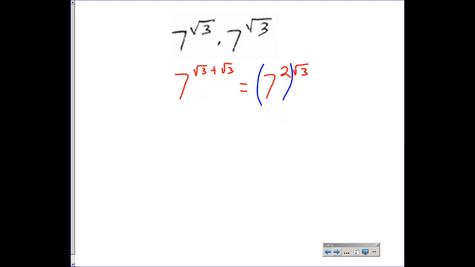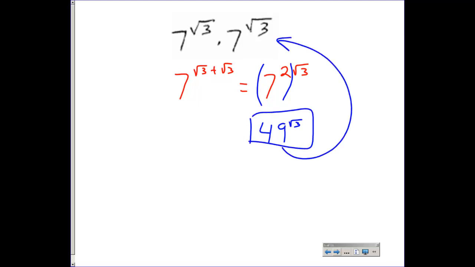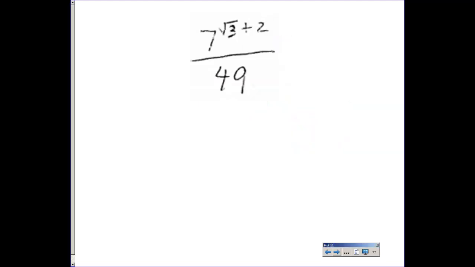And we have 7 to the second power, which can be reduced to 49, and I still have a square root of 3 on the outside. So this expression is simplified. Same thing here. The only problem is this 49 on the bottom does not have a base of 7.